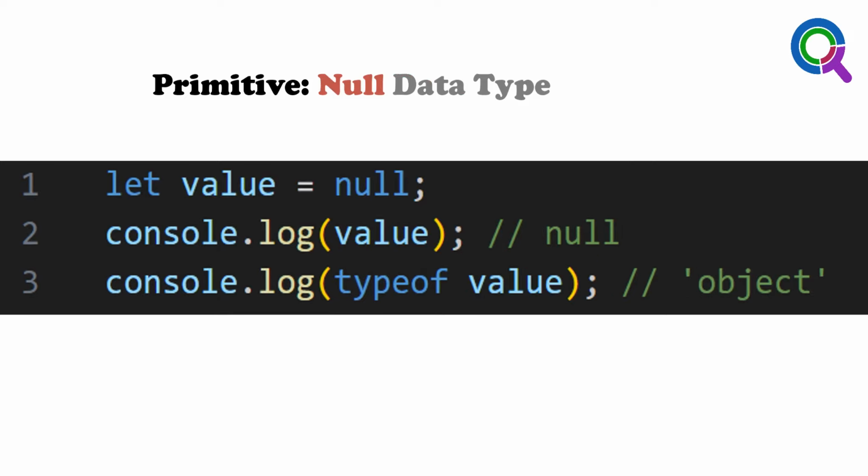Null represents the intentional absence of any object value. For example, when we set a variable's value to null, it means it has no value. Interestingly, the type of null is object, which is a known quirk in JavaScript.